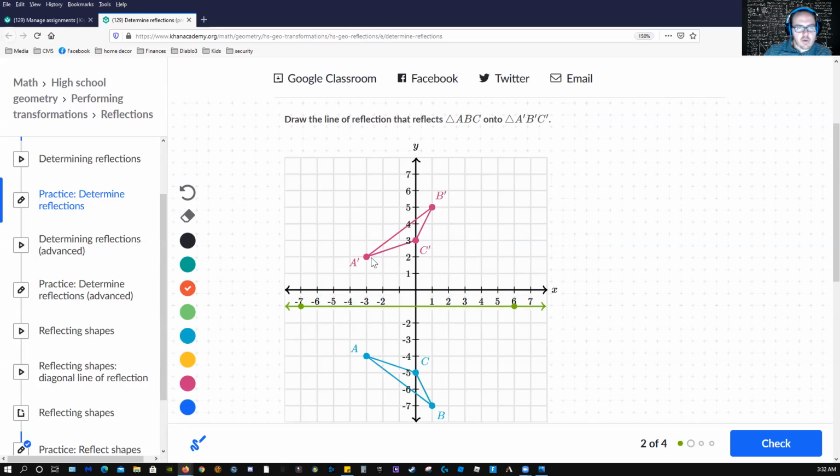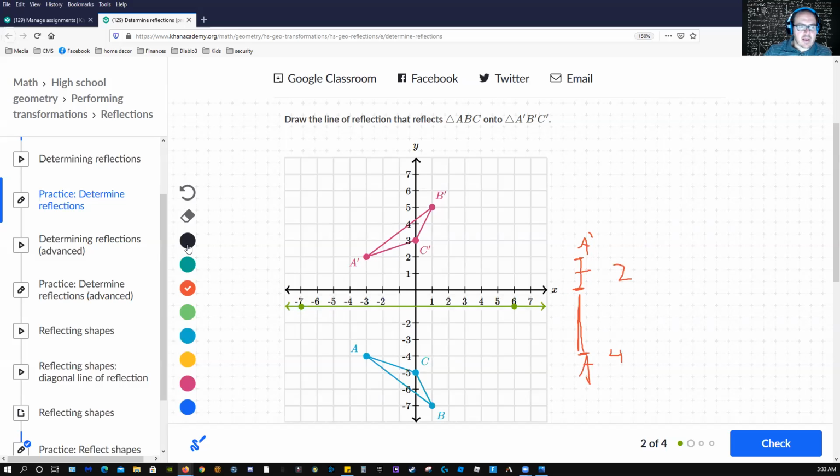So like if I'm looking at point A, it is 2 units up from the x-axis. But A down here, A prime, I'm sorry, that is A prime. But A is 1, 2, 3, 4 units. And those are not the same. So the x-axis is just not the line of symmetry.